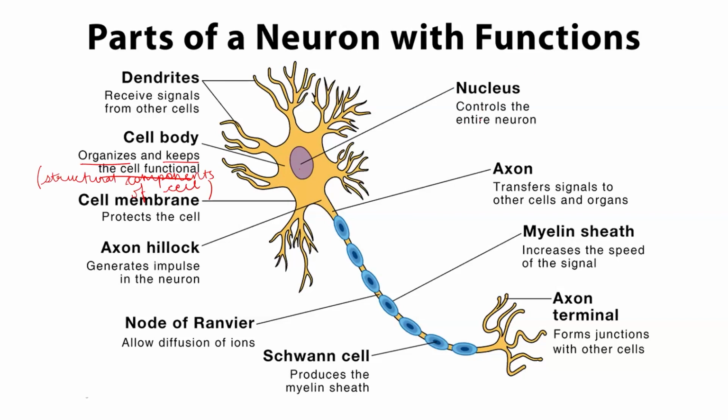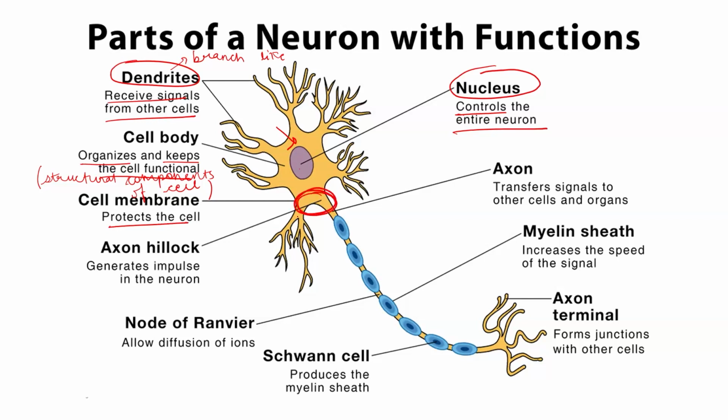The nucleus, which is present in the cell body, has the function of controlling the entire neuron. Then, as I mentioned, we have various dendrites, which are branch-like structures. We can see in the figure also that they are branch-like structures. They receive signals from other cells and pass them to the cell body. We have a cell membrane around the cell body that protects the cell. It is a very important point.